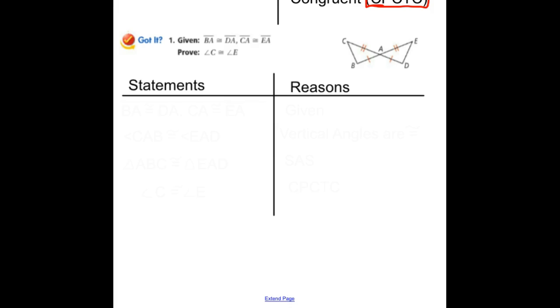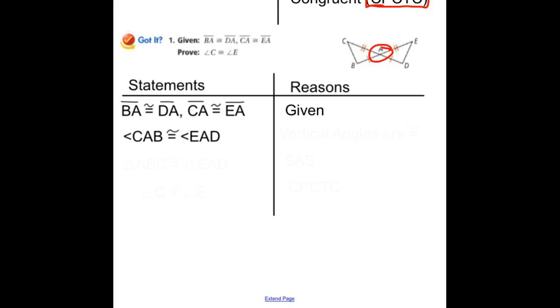All right, we're going to start with our given. Given that BA is congruent to DA and CA is congruent to EA. So we've got two pairs of sides, which means we need a pair of angles. And so I went and I looked at the picture and I said, hey, here's a big X. Anytime you see a big X in your mind, you just think vertical angles, because vertical angles are congruent. You notice the order, it goes CAB and EAD are in fact congruent angles by the vertical angle theorem.